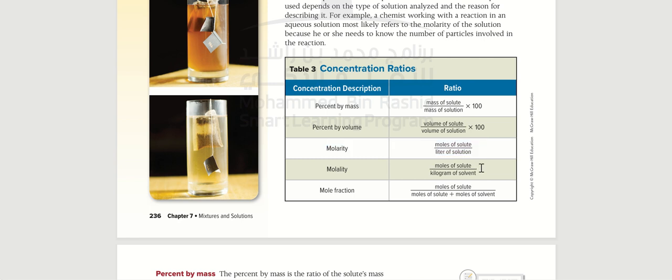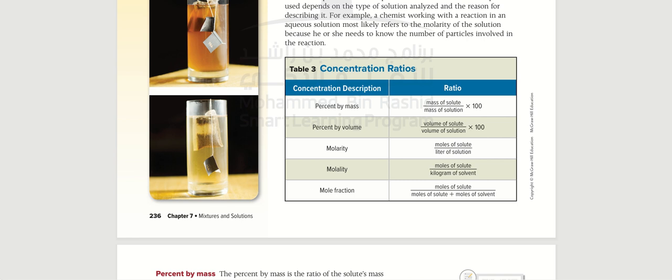Okay, let's take examples for molality and mole fraction. First, molality. What is molality? Molality means mole of solute divided by kilogram of solvent. Mole of solute divided by kilogram of solvent. This is molality. Okay, mole fraction equals mole of solute divided by mole of solute plus mole of solvent. Do you know these two?